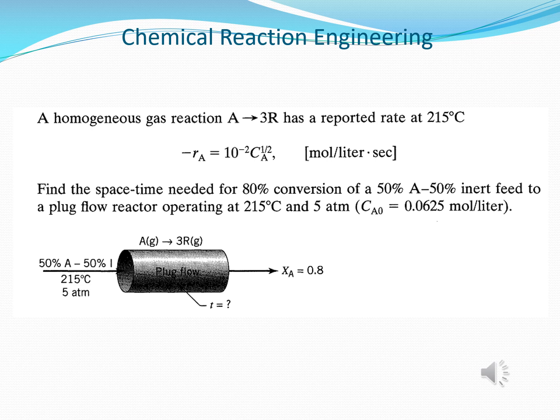And we need to calculate the time. Here's a correction: it's not regular time, it's tau for the plug flow reactor. And the conversion is given, 0.8. So these are all the things which are given. Now we move to the solution.